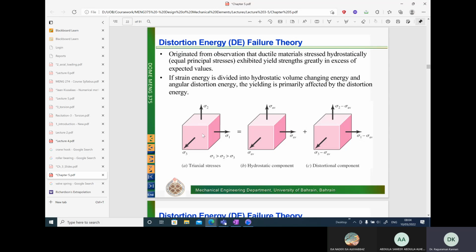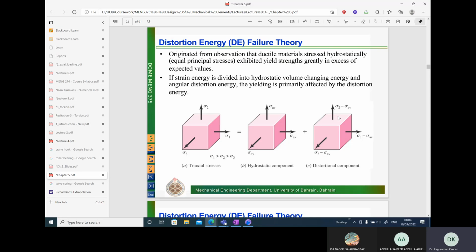Now imagine we find the principal stresses sigma 1, 2, and 3 along with the directions. So this will be a triaxial stress state, especially along the principal directions. When you have a triaxial stress state like this, using the principle of superposition, we can split it into two different states. The first state is a hydrostatic component, just like pressure, where you have equal stress components in all three principal stress directions.